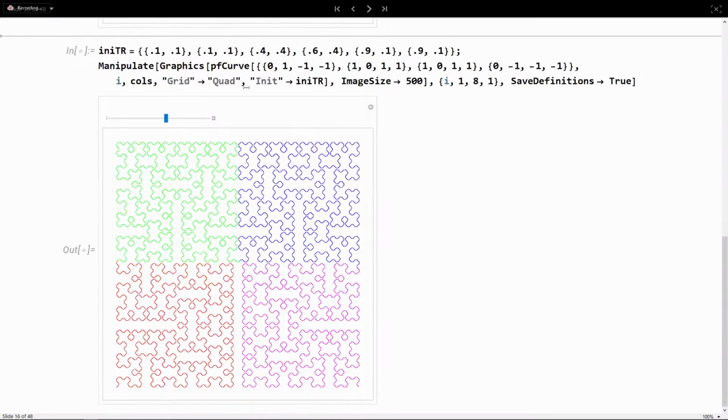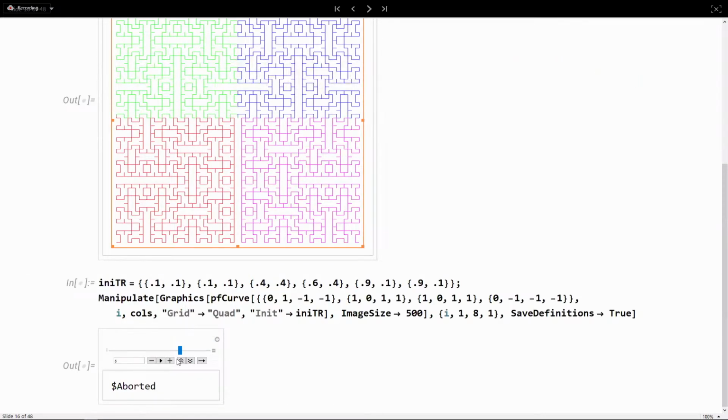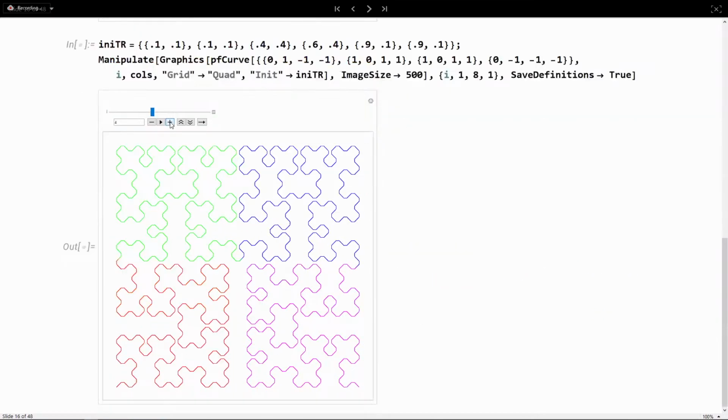Here's the same thing, but with rounded corners, so you can see a little bit more of what's going on. Of course, you could also use this as a space filling curve. Not sure why this is aborting on me.